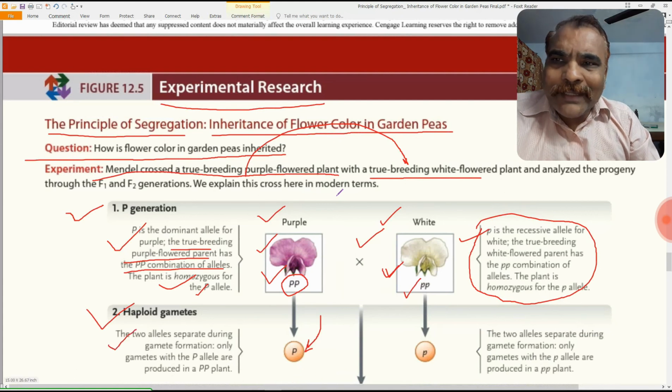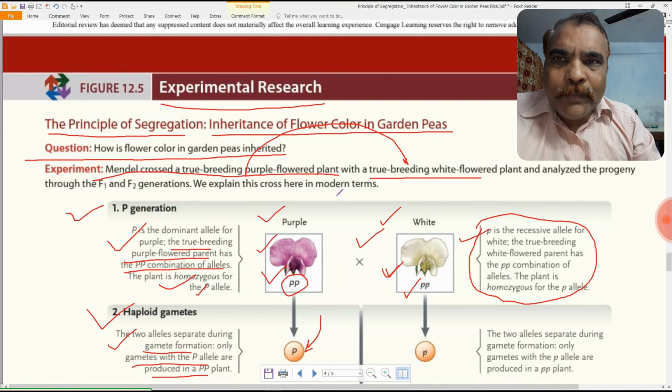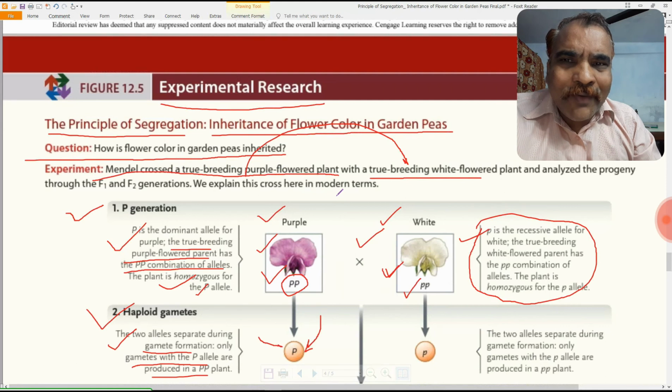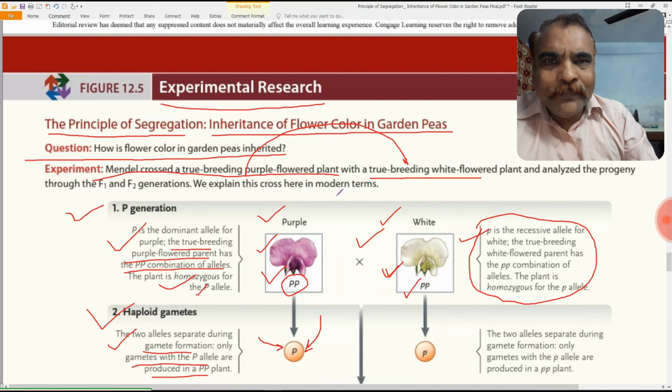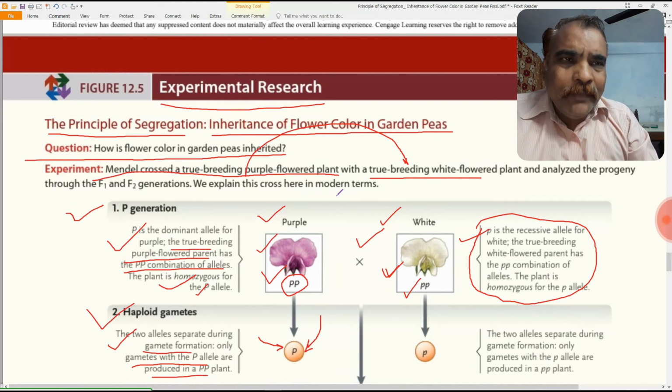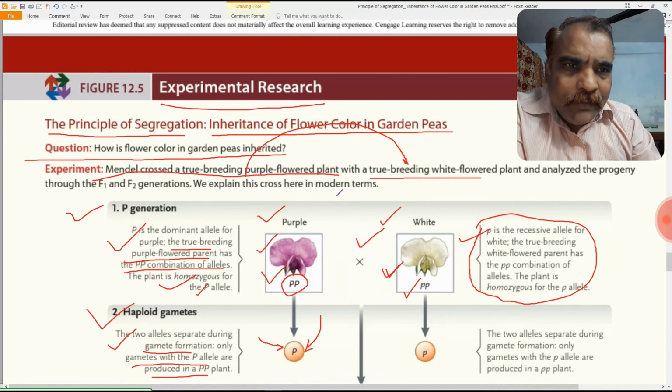So the two alleles separate during gamete formation. Only gametes with the capital P allele are produced in a PP plant. So the PP plant produces gametes, and each gamete has only one allele, that is capital P. Similarly for the white parent, the two alleles separate during gamete formation. The small p alleles separate, and in the gamete only one allele, small p, is present.